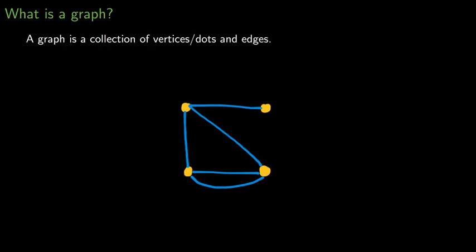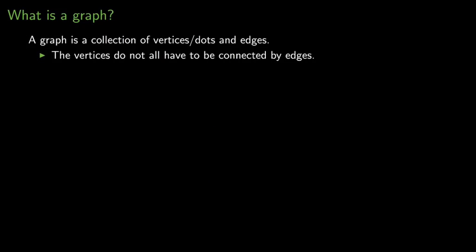There are some rules. The edges have to connect one dot to another dot, right? You can't have an edge just trailing off into space and stopping. We definitely make there be finitely many vertices, so no infinite vertex graphs in this class. There's some other things to know. One is that the vertices don't all have to be connected by edges when you're talking about a graph.